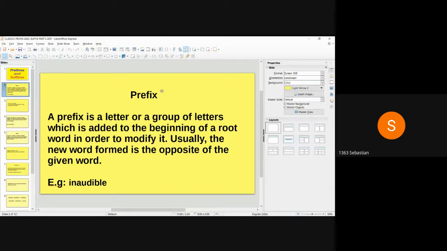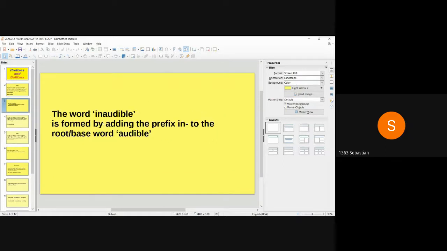We have added in. To modify the word audible, we added in. Usually, the new word formed is the opposite of the given word. So, inaudible is the opposite to audible. The word inaudible is formed by adding the prefix in to the root word or base word audible.